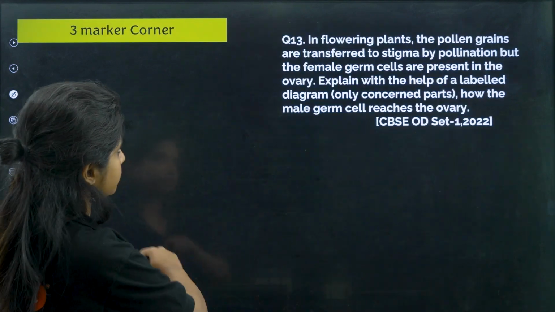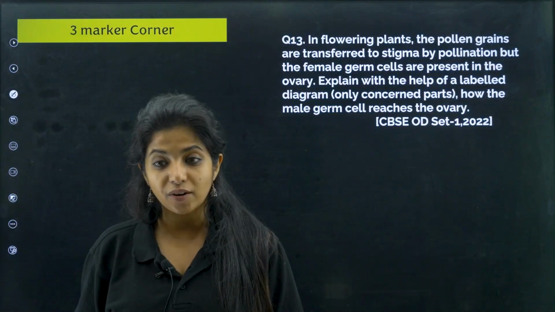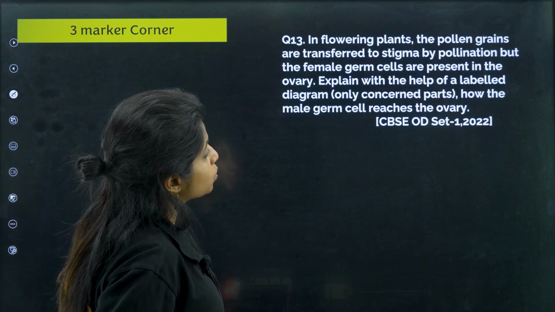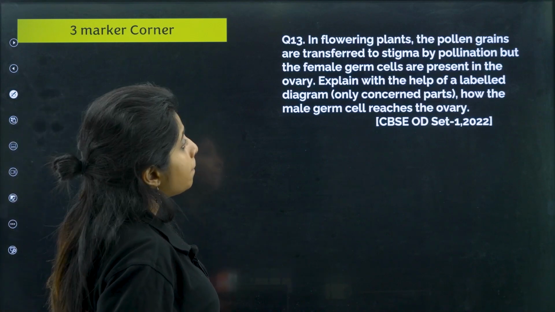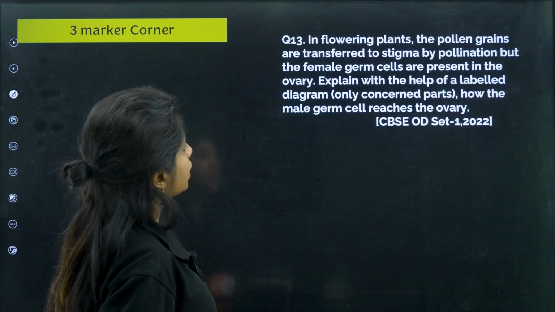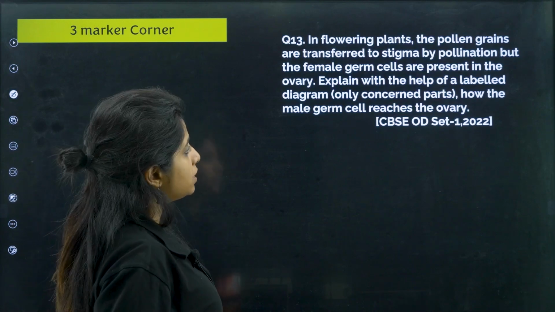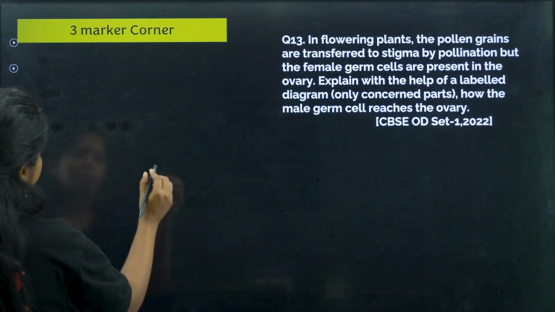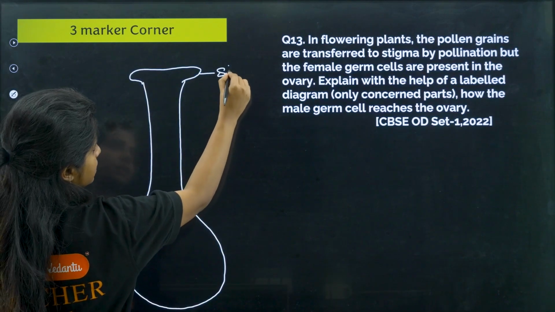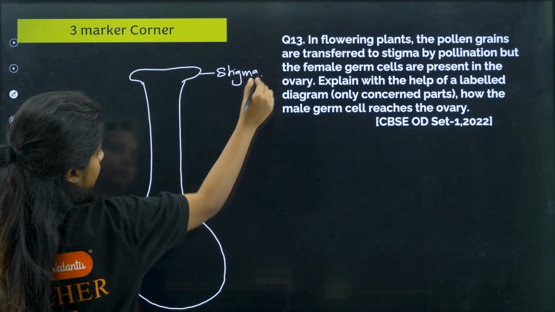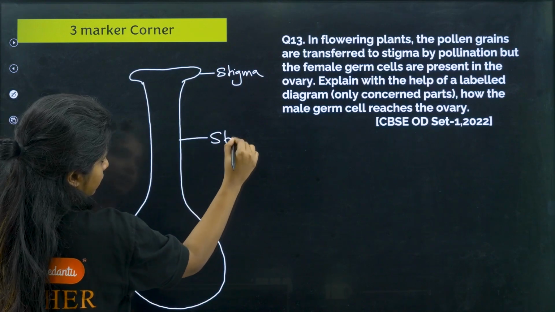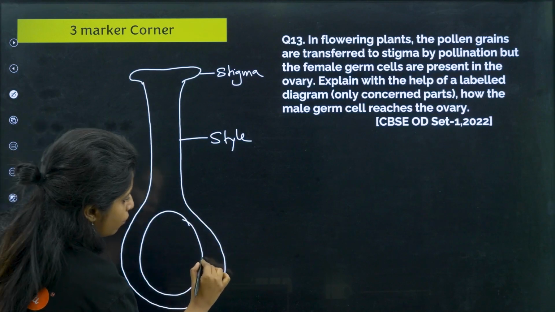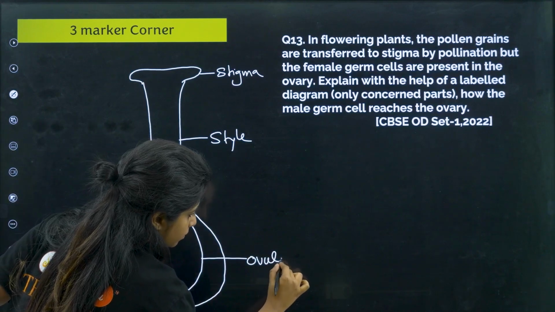Okay? Now, the 3-marker corner question, let's get into it. In flowering plants, the pollen grains are transferred to the stigma by pollination, but the female germ cells are present in the ovary. Explain with the help of a labelled diagram how the male germ cells reach the ovary. So over here, this is the stigma, this is the style, and this is the ovule, my dear children.